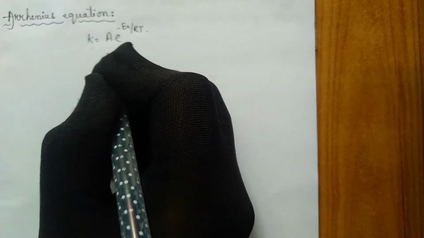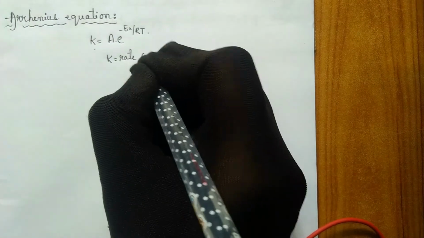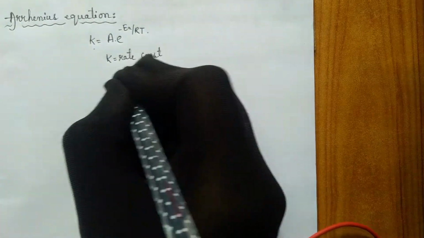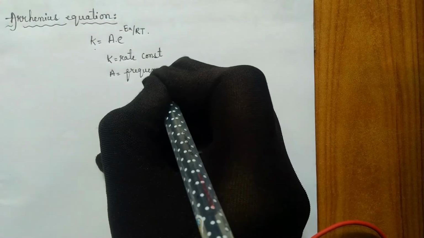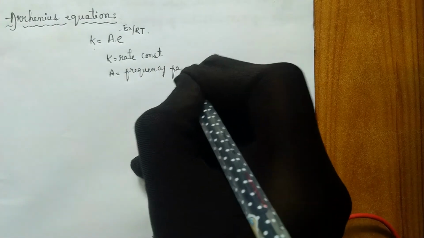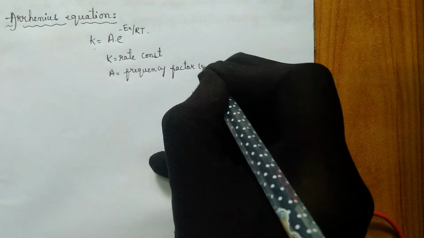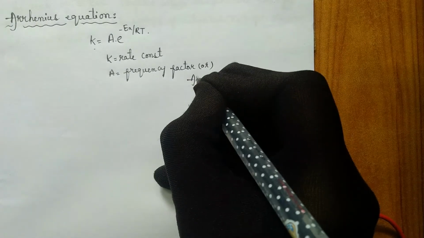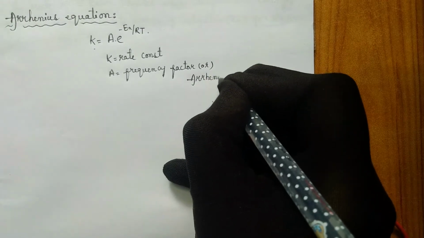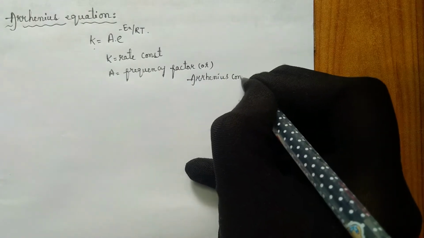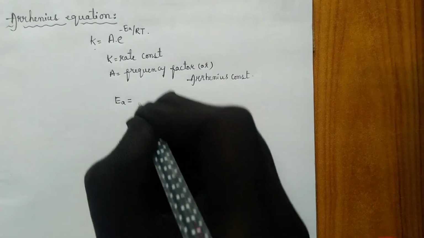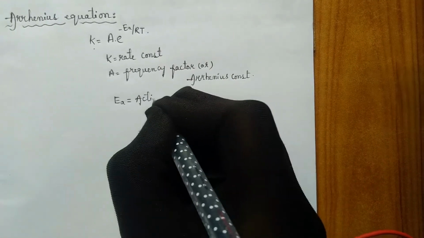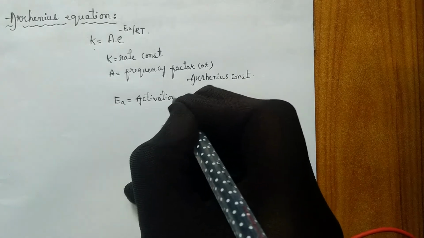So here K is equal to the rate constant, A is equal to the frequency factor, or we can say the Arrhenius constant also, and Ea is equal to, as we know, the activation energy.